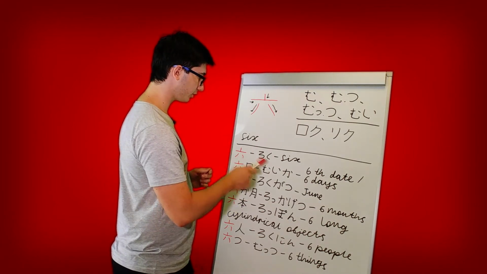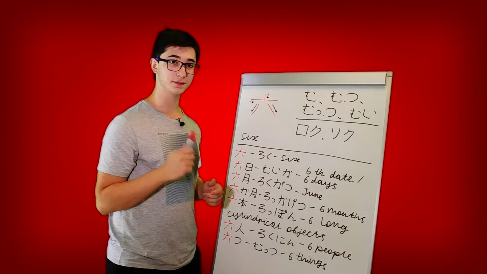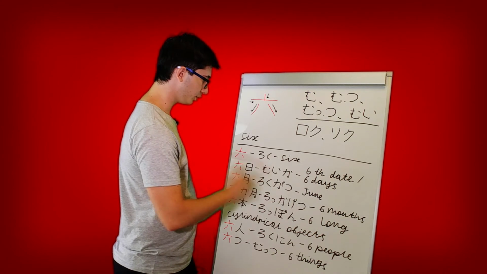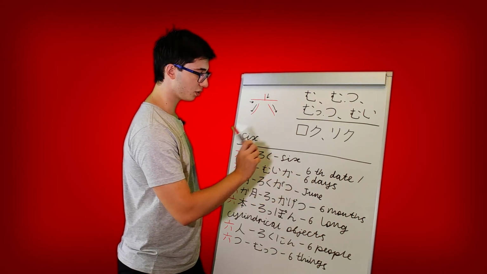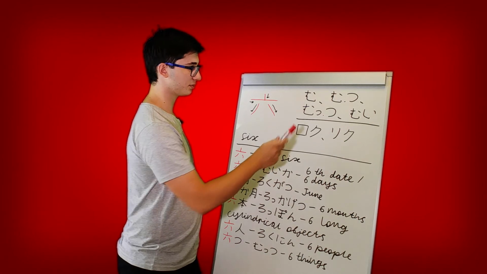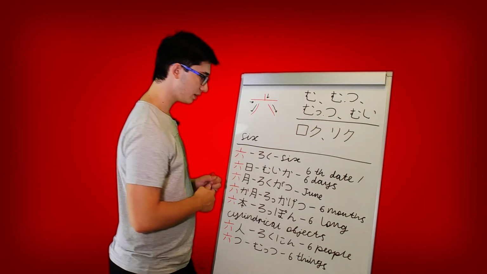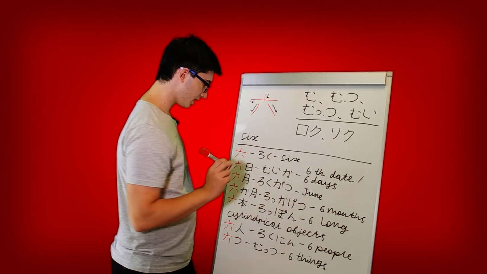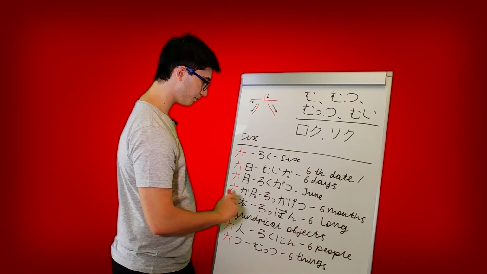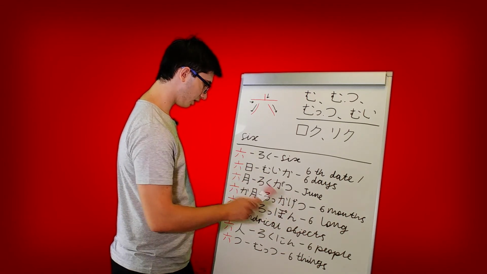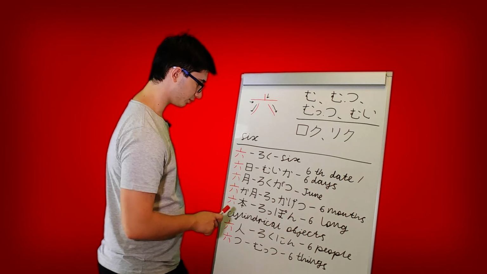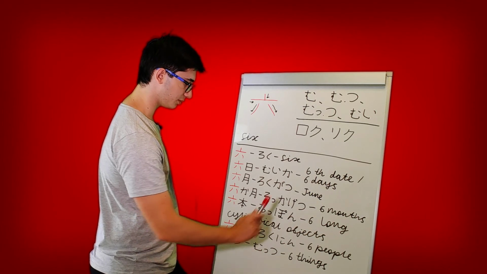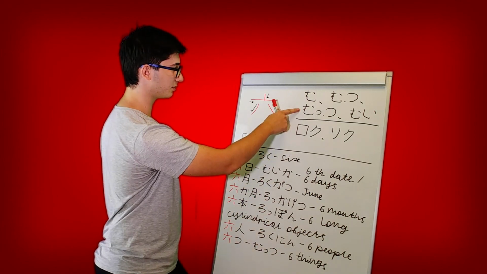So the first one is roku, which means 6. So we have 1, 2, 3, 4, 5, 6. Next is muika, which is 6th date or 6 days. Here the mui comes from this reading. The next one is rokugatsu, which means June. Next is rokkagetsu, which means 6 months. And the next one is roppon, which means 6 long cylindrical objects. Next one is rokunin, which means 6 people. And the last one is mutsu, which means 6 things. Again, here it comes from this reading.